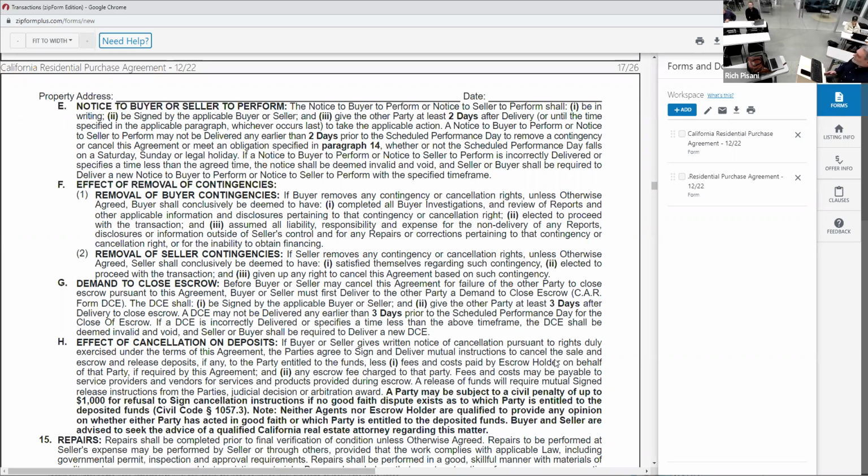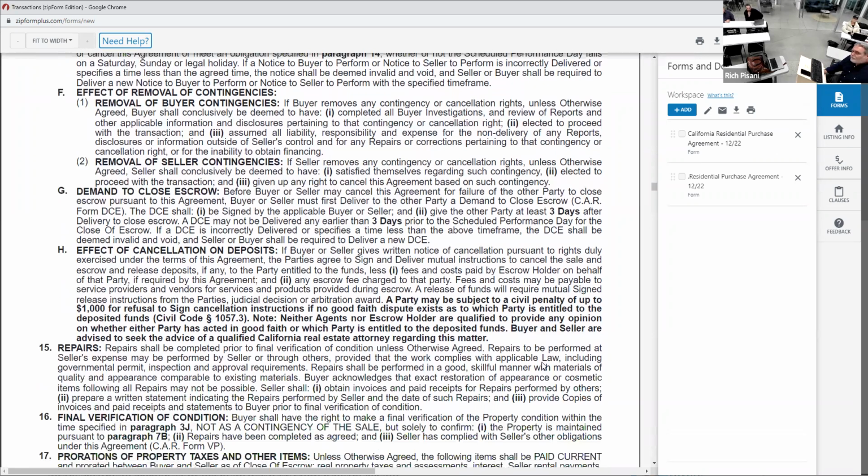And so it's only protecting your client's rights by giving either the notice to perform or the demand to close prior to those events happening. So 2 days prior to a contingency being up, you can give a notice to perform. 3 days prior to the scheduled close of escrow, you can give a demand to close.